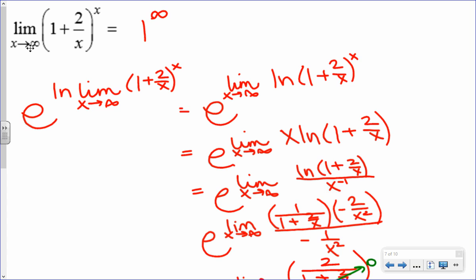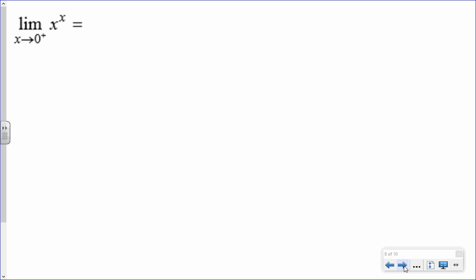Should we do another one like that? We're gonna do another one. This is not as painful. It just looks weird. It looks like it's not allowed. E to the natural log of x to the x.